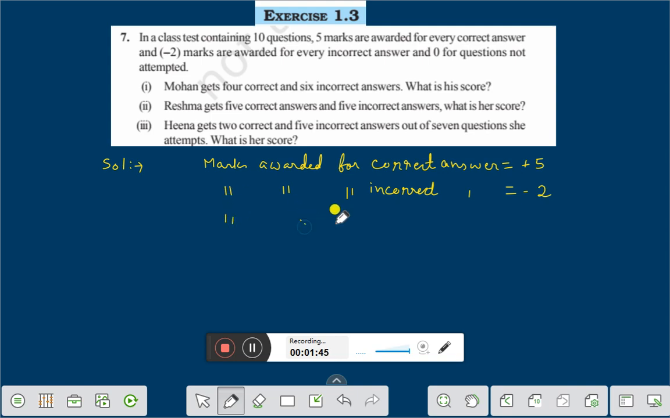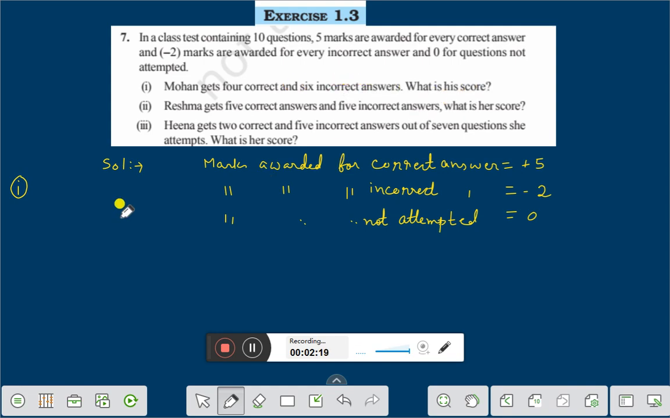Marks awarded for a not attempted question is equal to 0. Right? Now question number 1. Question number 1 is, what is that? Mohan gets 4 correct and 6 incorrect answers.